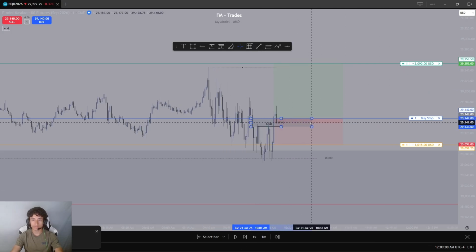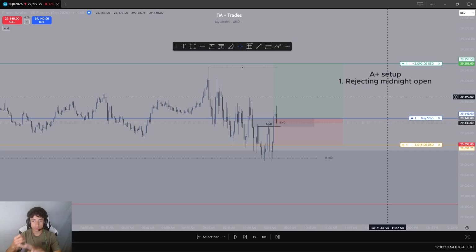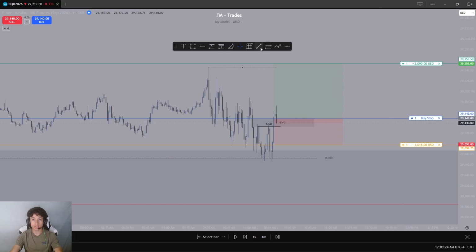So again, we're rejecting midnight open. We're respecting the 4 hour. We just had the change in the state of delivery, and we just had the inversion. So this is going to give us a strong bias that the market still wants to go higher, especially since we have a bunch of low resistance liquidity. So let's see.